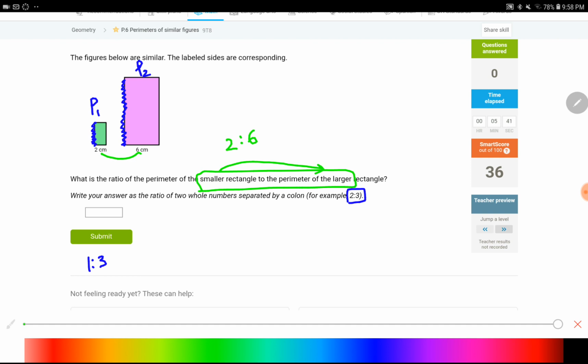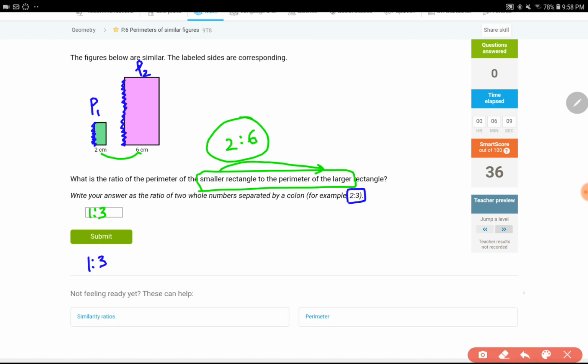So the answer would be 2 to 6, but it says to simplify it. Write your answer as a ratio of 2 whole numbers. Okay, 2 to 6 is right, but it is not simplified. I would divide both of those numbers by 2 just to be on the safe side. If you want to, you can just type this in and see what happens. Would it give you a wrong answer or not? But just to be on the safe side, I would definitely simplify my numbers and end up with 1 to 3 for this question. Okay, moving on to the next one.